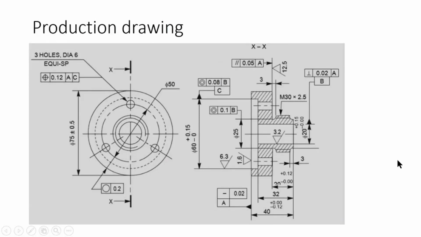On your screen you can see a typical production drawing. It has two views. Here you can see a sectional side view is provided, and this is the front view. This is the front view of the wheel, and this is the sectional side view. In addition to the dimensions, as I mentioned, all these are the dimensions, the tolerance values are also provided.